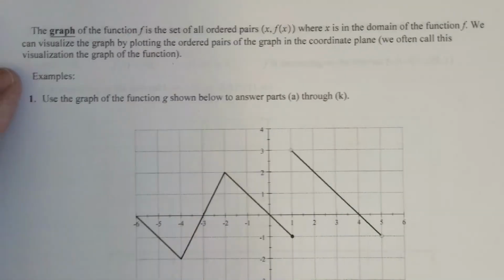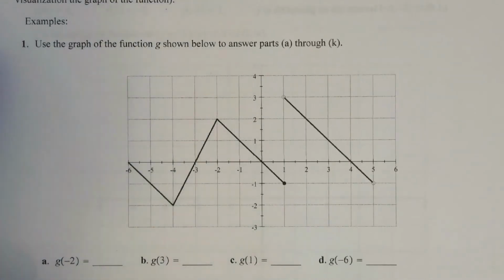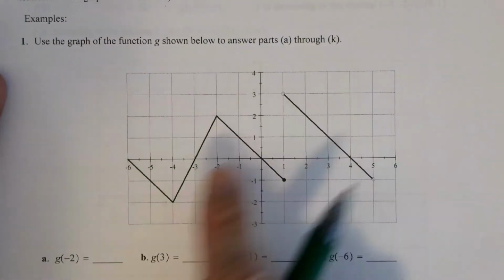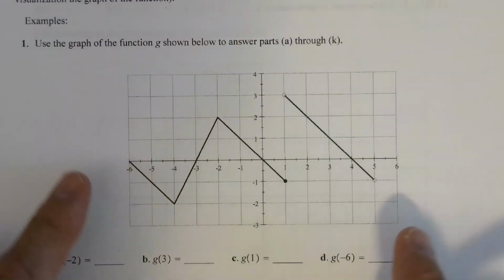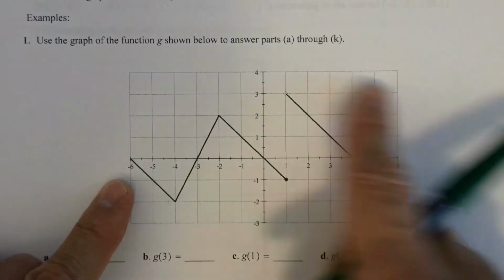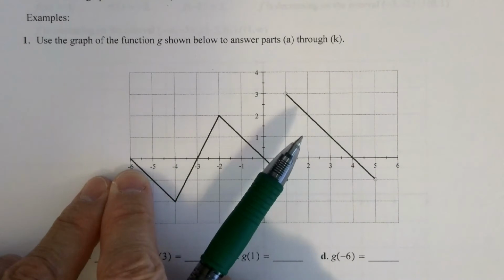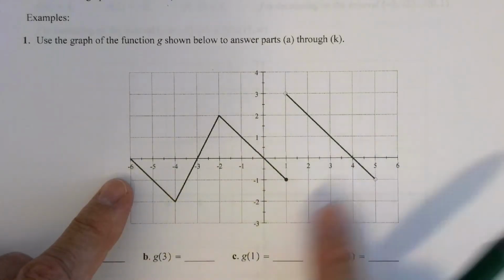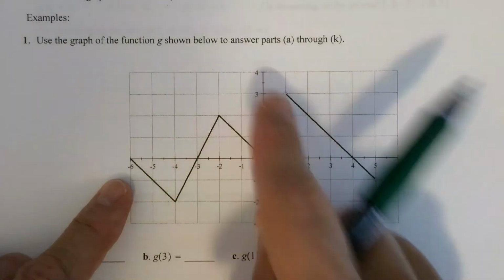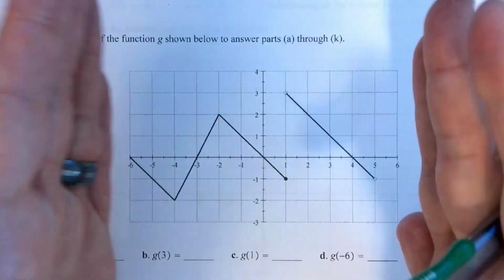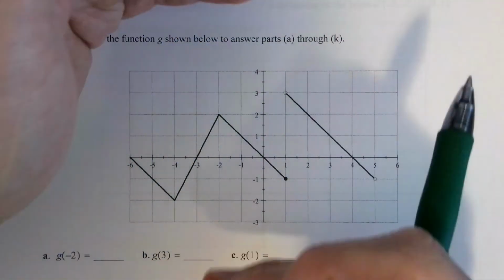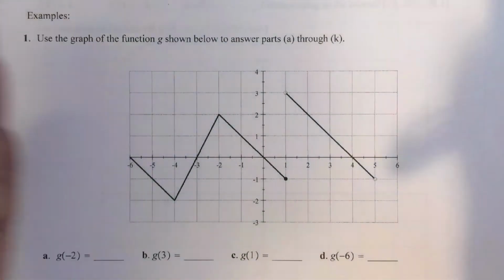Okay. So let's use the graph of the function g shown below to answer parts A through K. Now, a couple things about this. When we draw a graph, I've got a window here you can see in the rectangular coordinate system from x equal -6 to x equals 6, from y equal -3 to 4. Is that the end of the story? No. This goes on forever in both directions, to the left and right and up and down.